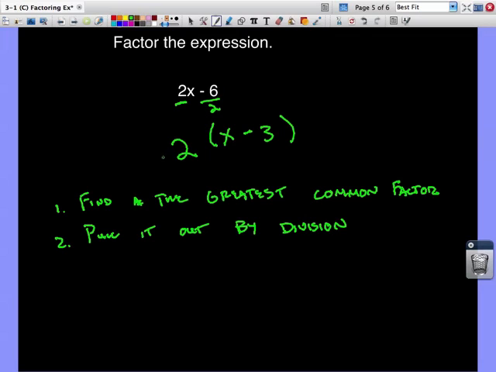And that's it. When we pull it out, we put it right in front of the parentheses. So now we're multiplying 2 times everything inside these parentheses. And that's it, you guys.